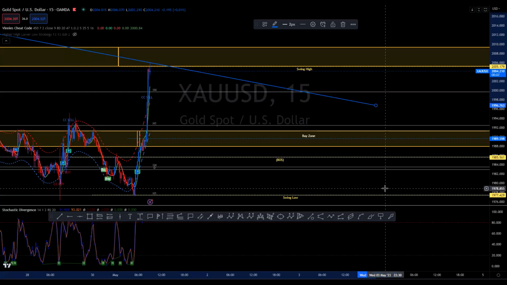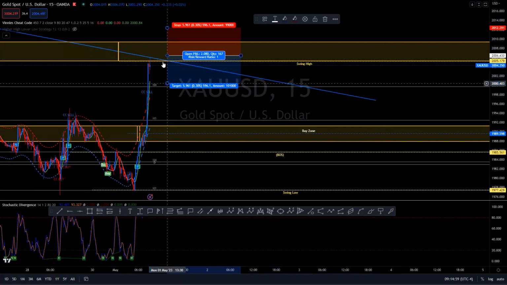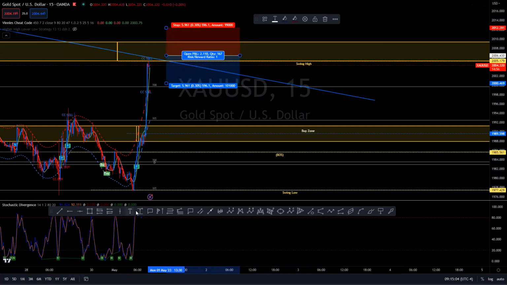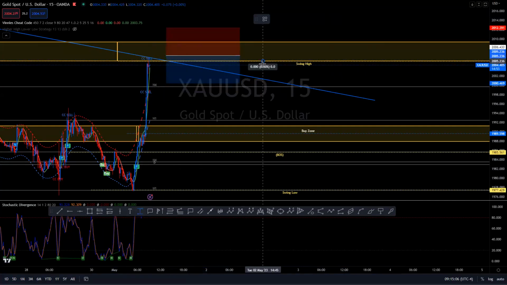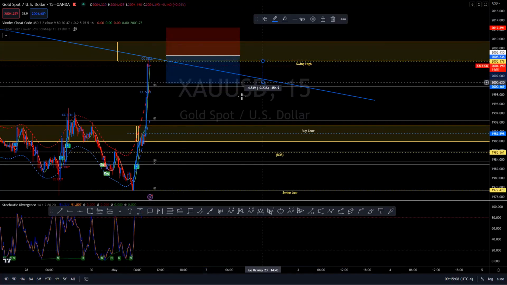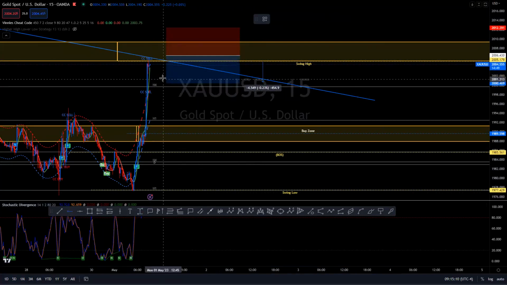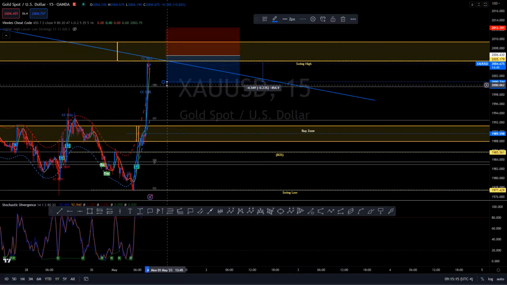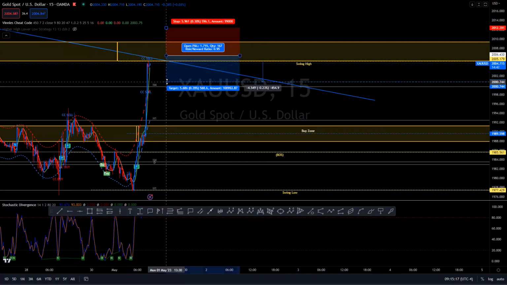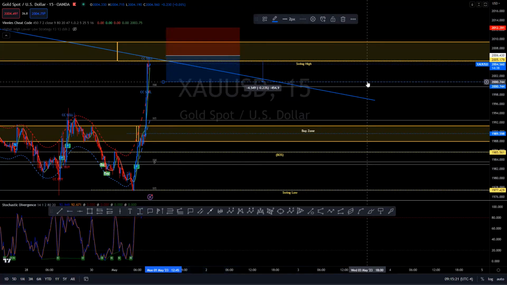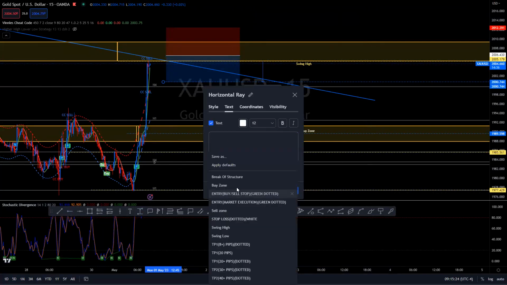All right, so we got less than 10 seconds before the 9:15 candle closes. I'm planning on selling this. I'll put my entry up here. I'm planning on getting at least this much in gold. So this is going to be the first TP here. This is TP1, over 450 points.